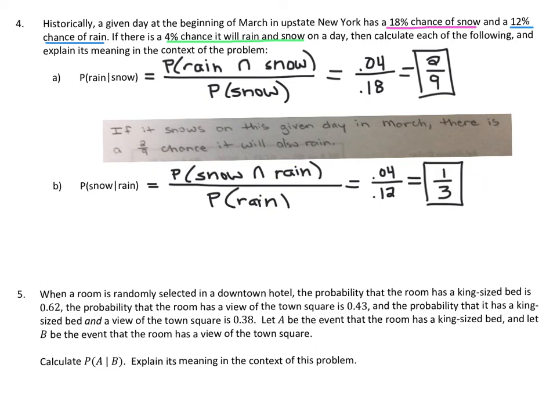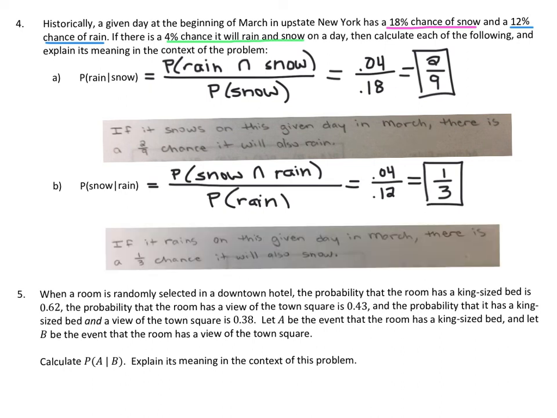Okay, and I don't want you to be fooled. When you have to explain its meaning in the context of the problem, I don't want you to think that there is a 1/3 chance that it's going to snow and rain. This given doesn't mean "and." It means given that it rains, there is a 1/3 chance that it will also snow.